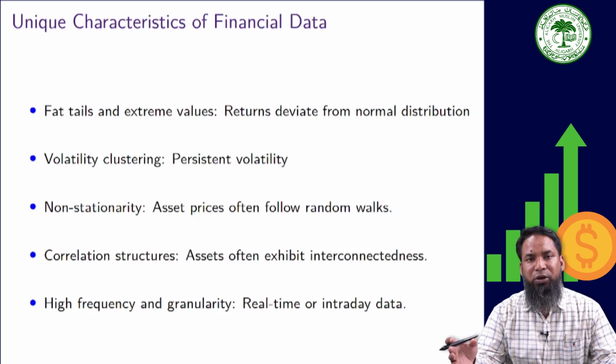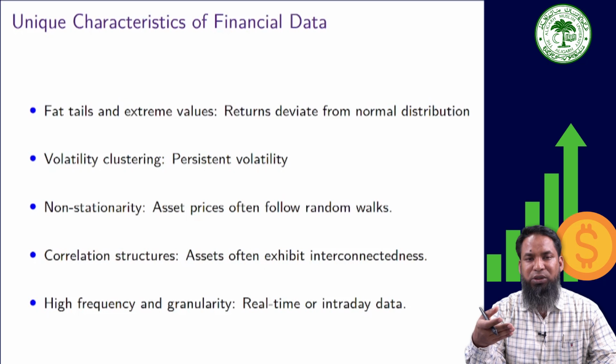The second property or characteristic of financial data is what is known as volatility clustering. Basically, it shows persistent volatility. Though in the course we will discuss in detail what volatility clustering is, what we mean by this and what implications it has, in simple terms we can understand this: if there is a large fluctuation in the data, then it will be followed in the next period by large fluctuations. If there is a small fluctuation in the data, then it will be followed by small fluctuations. That's what we call volatility clustering or the persistence of volatility.